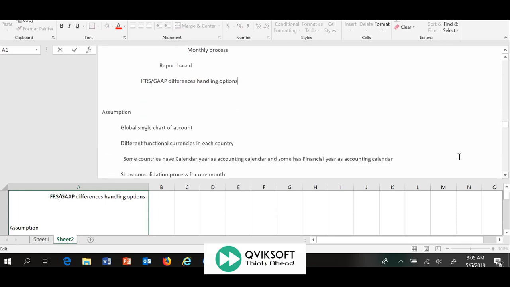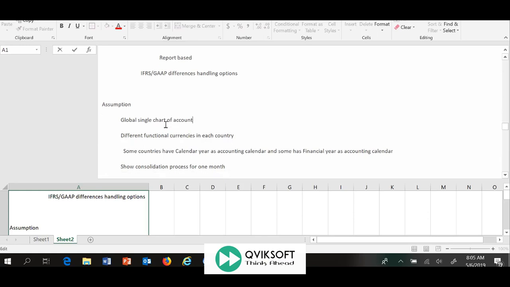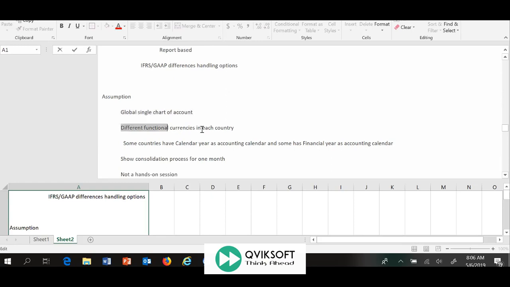So the assumption, because I've done this setup, and it took me almost 6 to 7 hours to do all this setup to show you the complete cycle, is this. Generally for global companies, if you want to simplify consolidation, you should have a single chart of accounts. That is where the core thing starts. You can have multiple, but then it becomes more and more complex. And we'll have different functional currencies in each country. Every country will have their own functional currency as required, which is fine.